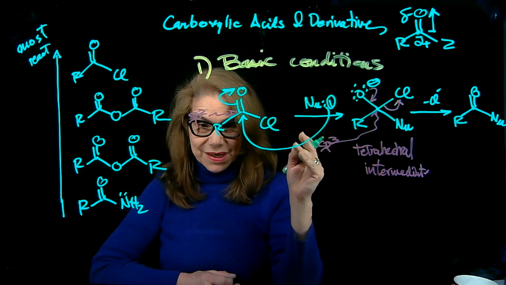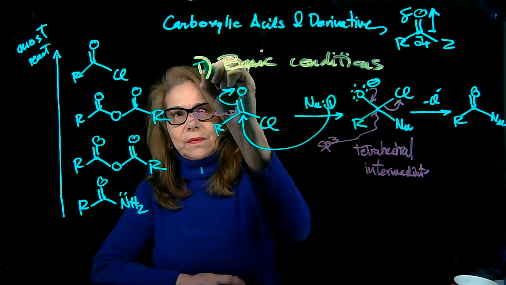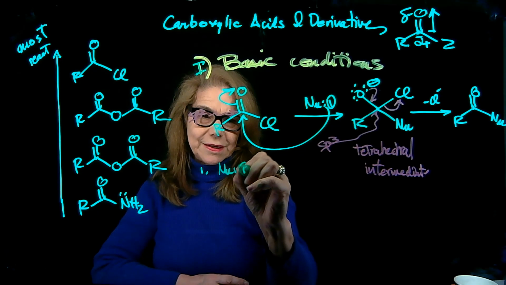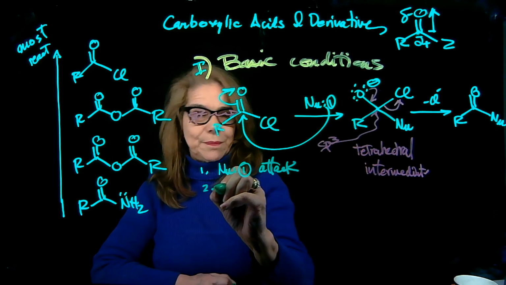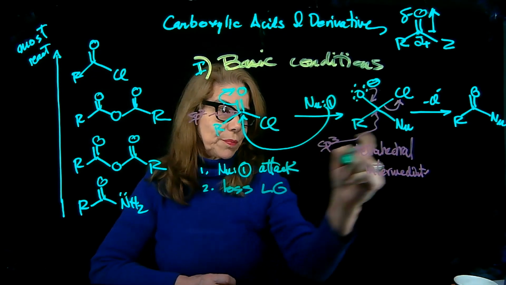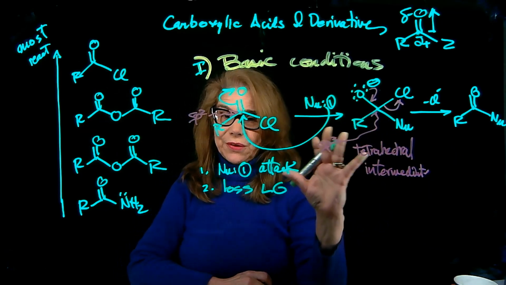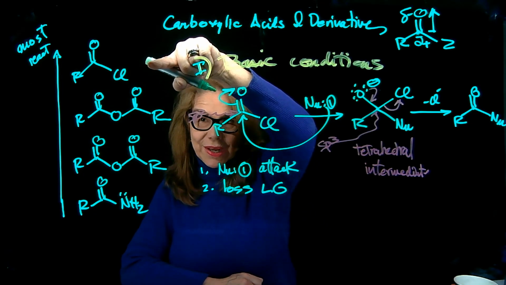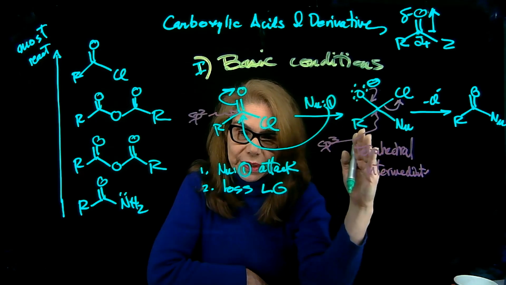Summarizing the steps under basic conditions: I'm going to write Roman numerals here. Step 1, nucleophilic attack. And step 2, you're going to have the loss of the leaving group. That's what happens in the second step. This mechanism is what we will have for most reactions that happen with acid chlorides and with anhydrides, these being the most reactive. So we're going to see that.